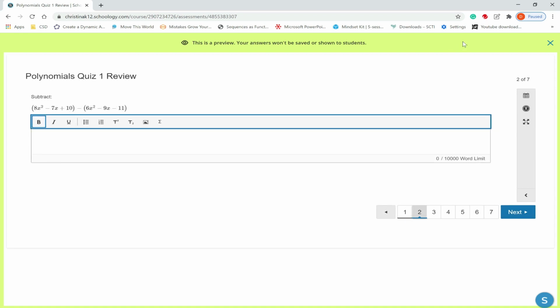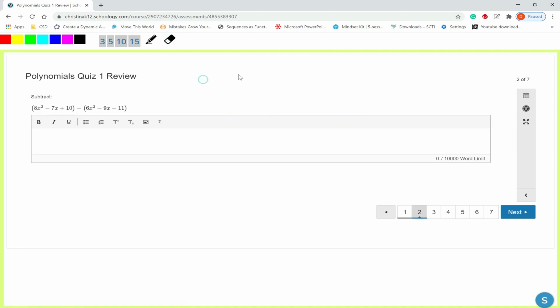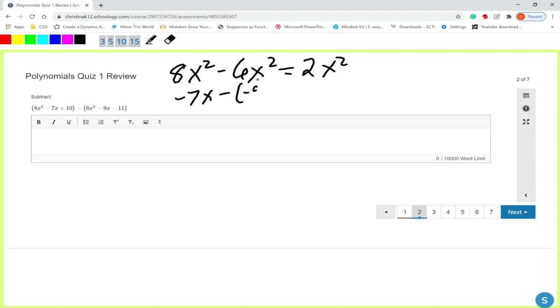Next one, we're being asked to subtract the polynomials 8x squared minus 7x plus 10 and the polynomial 6x squared minus 9x minus 11. So let's clear our old screen out. So if we do 8x squared minus 6x squared, that's going to give me a 2x squared. We do negative 7x minus a negative 9x, change, that's going to be a positive 2x.